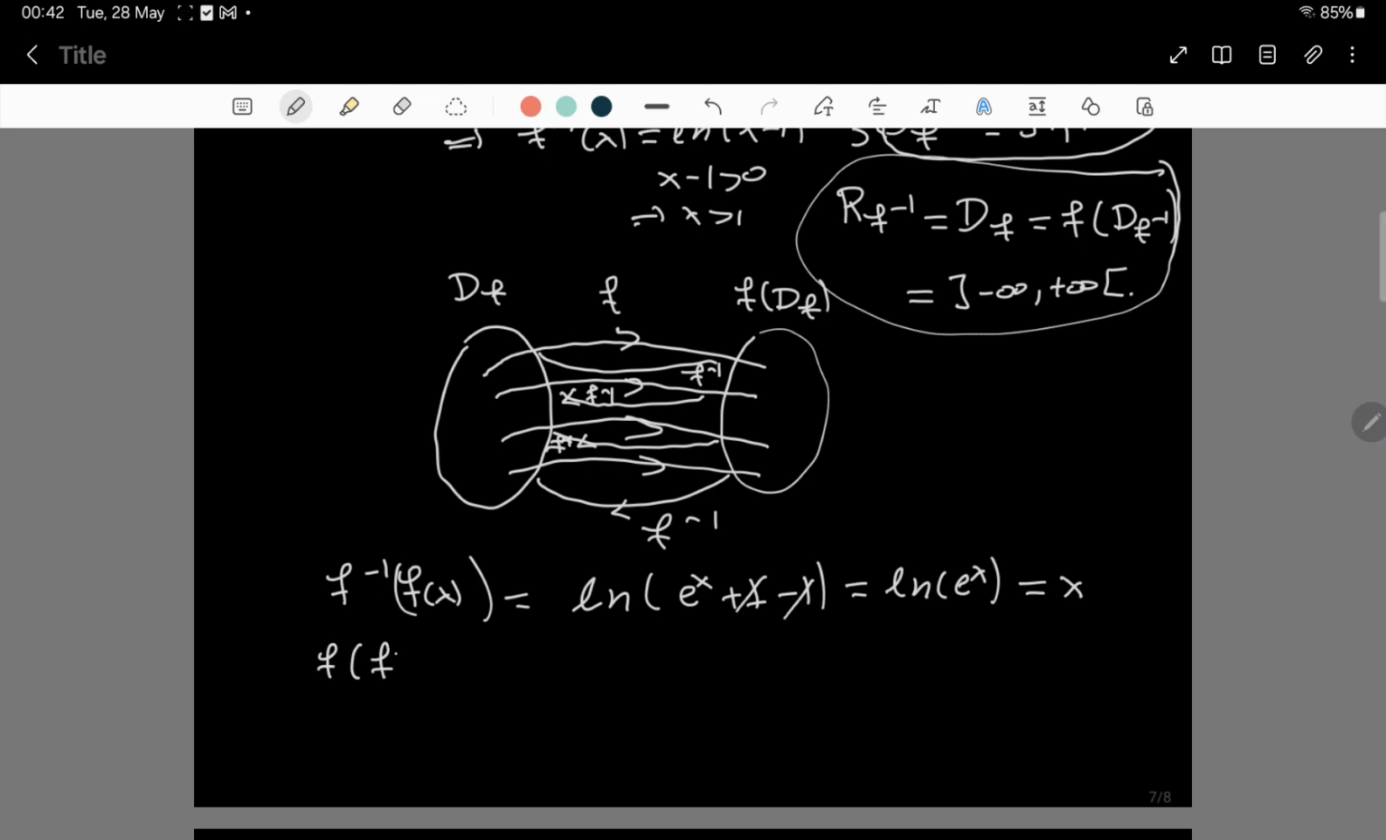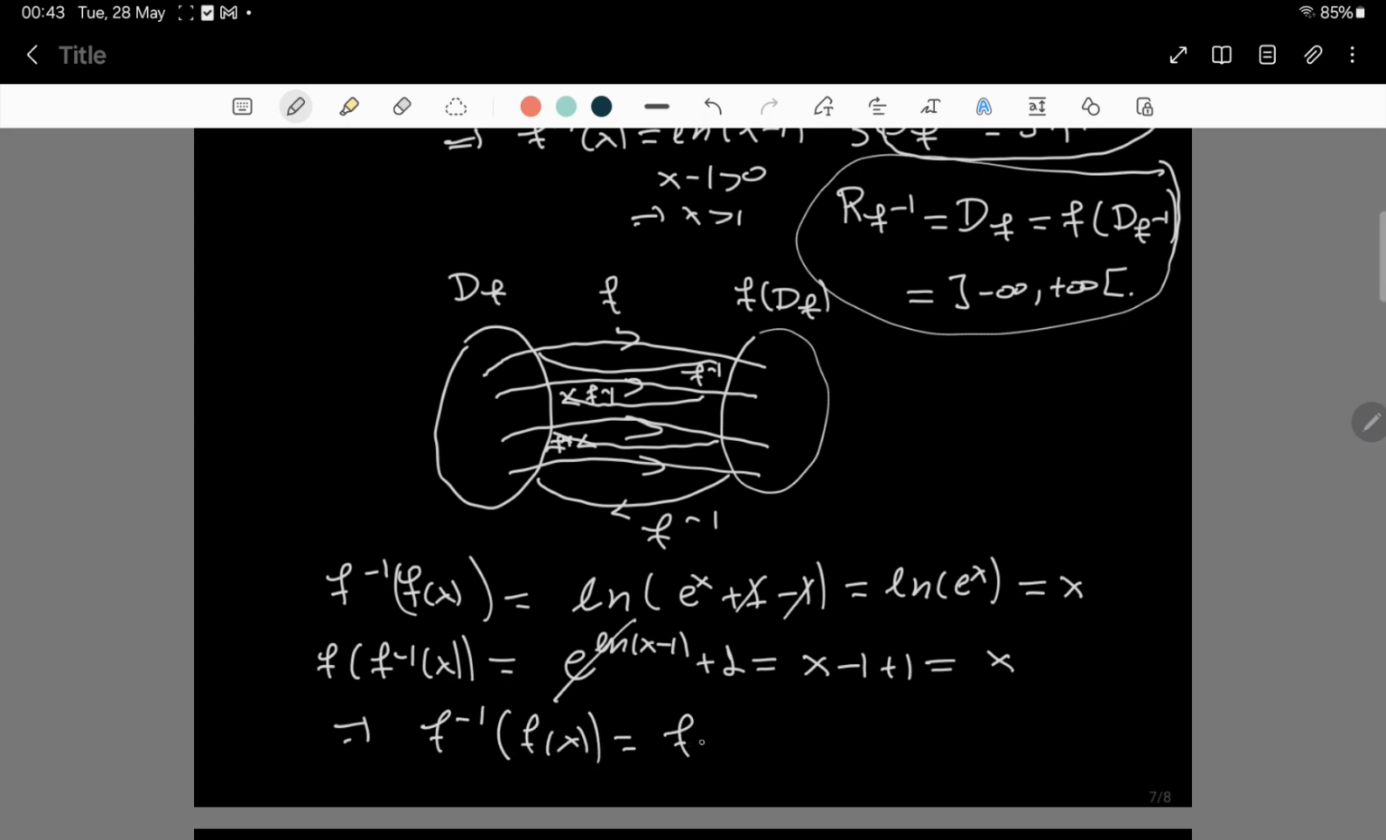If we work the other way around, we put the inverse back into the function f. We have e to the ln of x minus 1, add 1. The exponential and the natural logarithmic function are inverses, so we end up with x minus 1 add 1 equal to x. So what we obtain here is that if I compose f and f minus 1, either way, I get back the identity function.